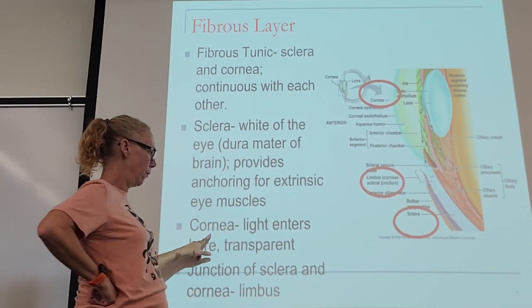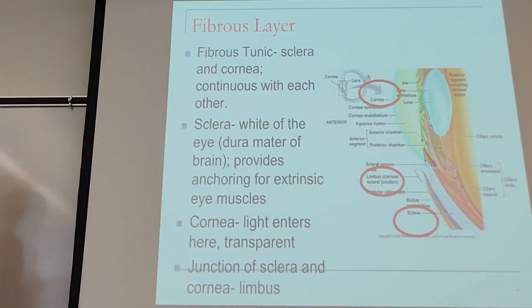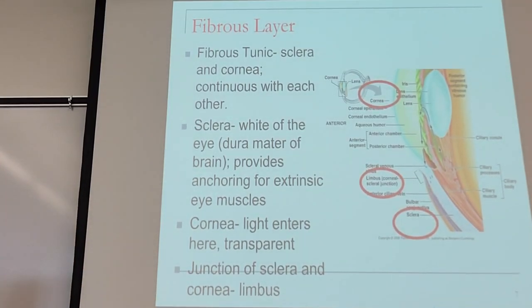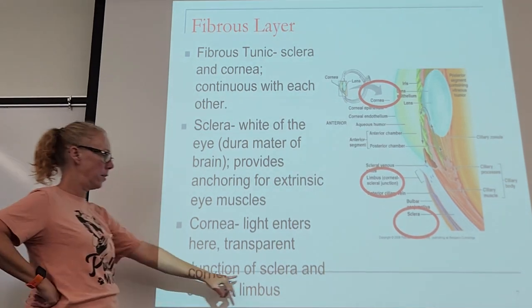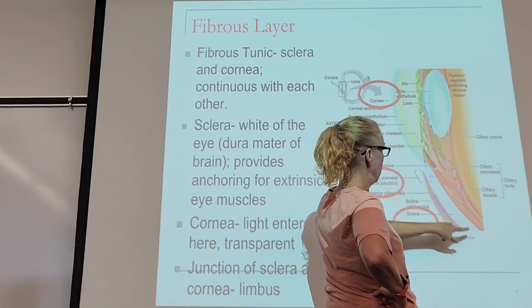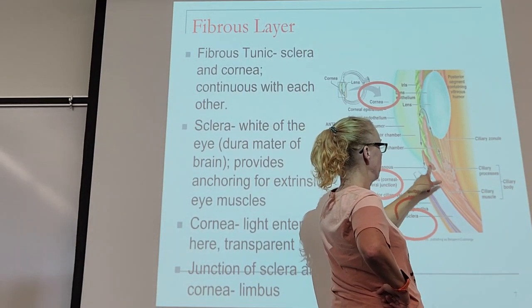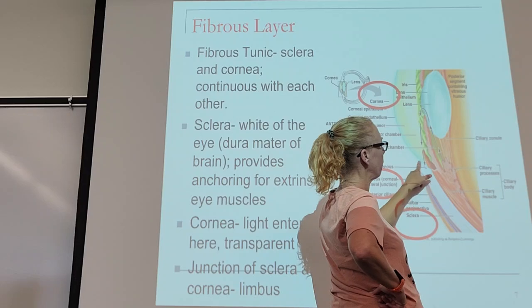So the cornea is the first structure where light is going to enter the eyeball, okay? And where the sclera and the cornea connect is called the limbus, okay?